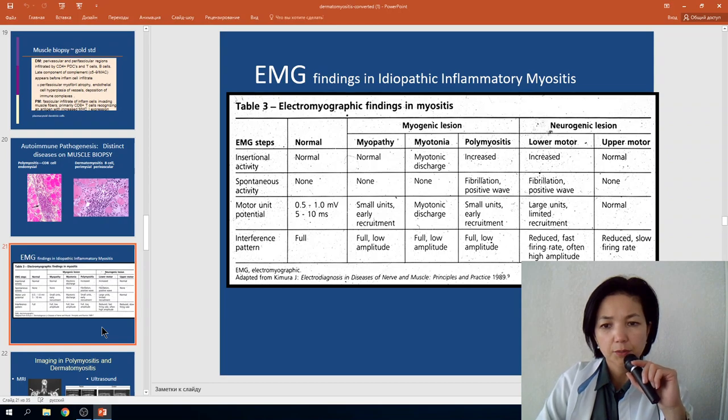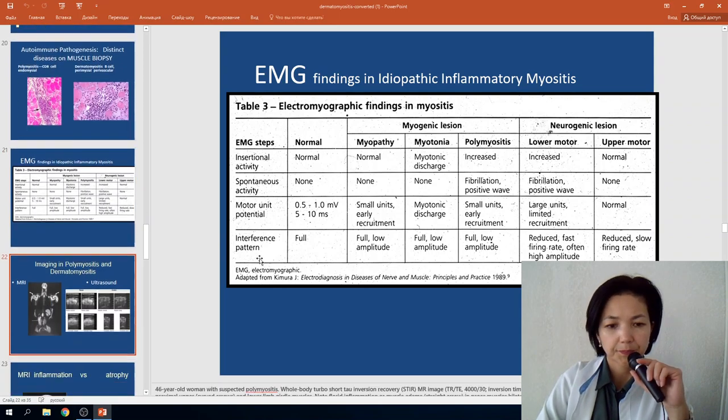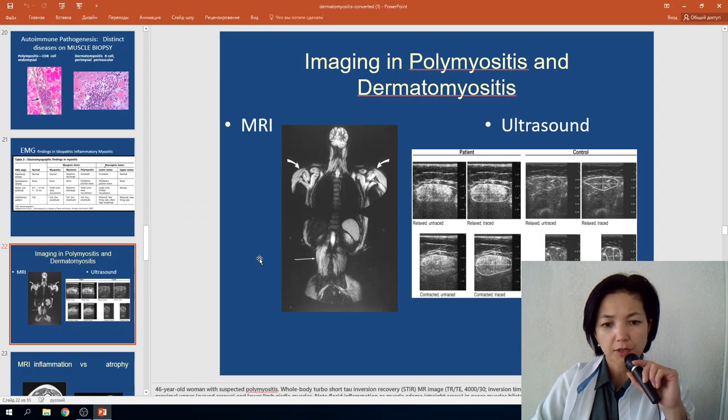Electromyography findings in idiopathic inflammatory myositis. We should differentiate electromyographic findings in different kinds of myositis. Here represented are the normal finding and findings in myogenic lesion and neurogenic lesion. By these methods, we assess insertional activity, spontaneous activity of muscles, motor unit potential, and interference pattern of muscles. And here represented MRI.